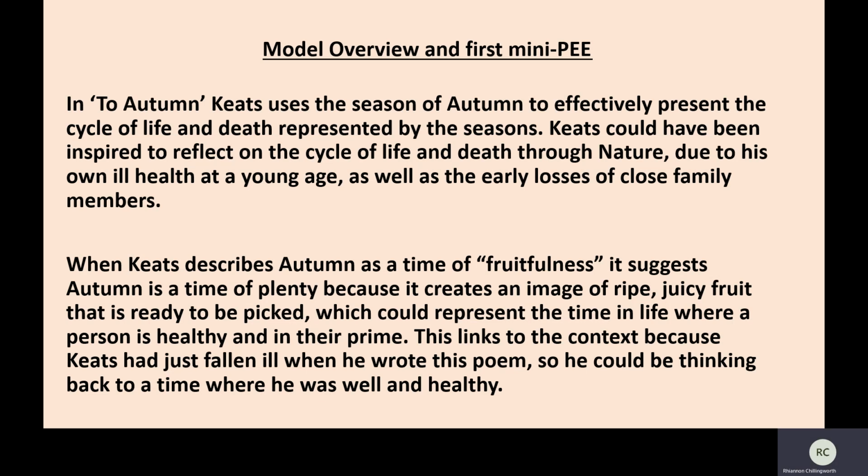Into autumn, Keats uses the season of autumn to effectively present the cycle of life and death represented by the seasons. So we know this is something we spoke about. He uses nature through the seasons to present the cycle of life and death. Keats could have been inspired to reflect on the cycle of life and death through nature due to his own ill health at a young age, as well as the early losses of close family members. Now, we also know that Keats was ill when he wrote this poem, and we know that he lost his mother, father, and brother. So death and grief and loss is something that he experienced a lot of.